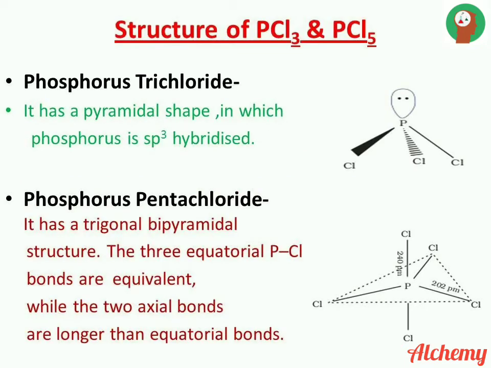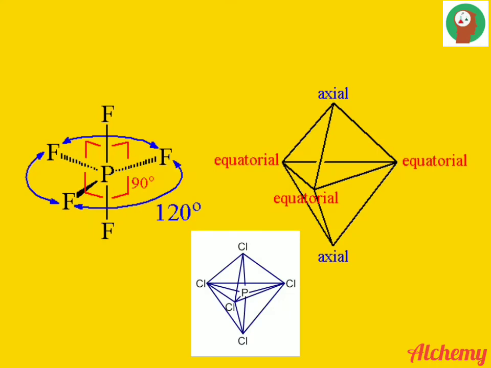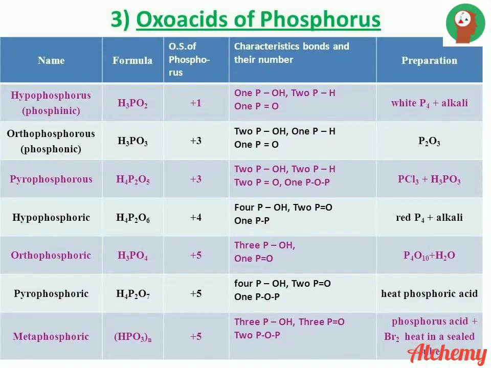Phosphorus trichloride has a pyramidal shape in which phosphorus is sp3 hybridized. On the other hand, phosphorus pentachloride has a trigonal bipyramidal structure. The three equatorial P-Cl bonds are equivalent while the two axial bonds are longer than the equatorial bonds. Try to visualize the trigonal bipyramidal shape of PCl5. The phosphorus and the three equatorial chlorines can be regarded as the base, and there are two pyramids, top and bottom of the base.